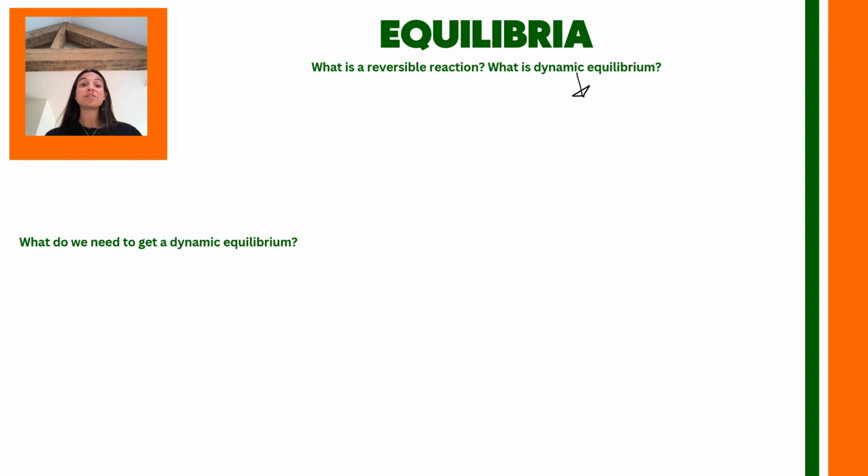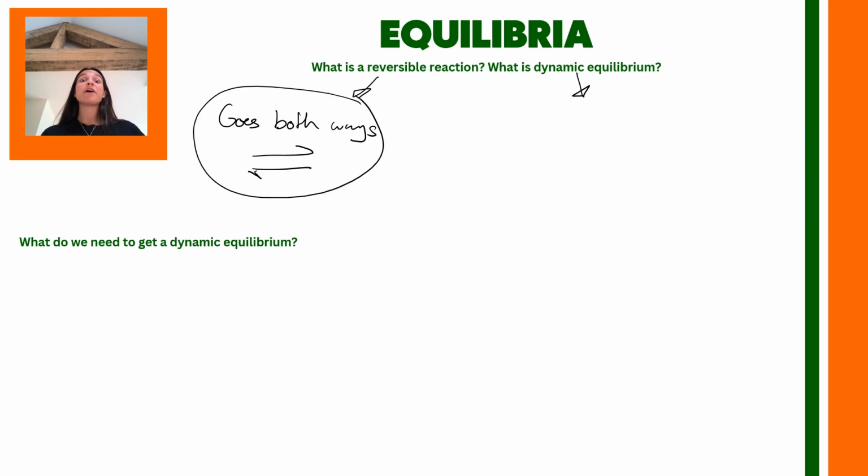Okay, let's do some questions on equilibria. So, what is a reversible reaction and what is dynamic equilibrium? Well, firstly, a reversible reaction is just a reaction that goes both ways. You can get the products from the reactants and then you can use those products to get the reactants back.